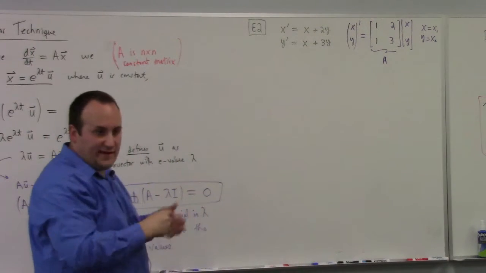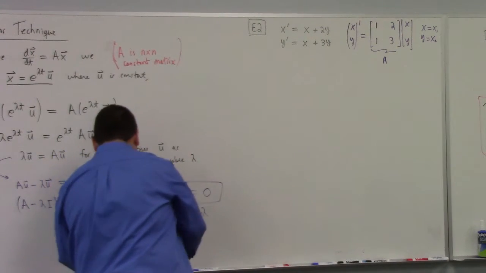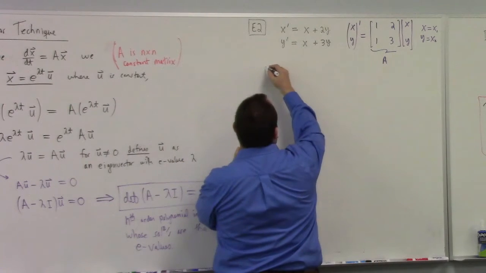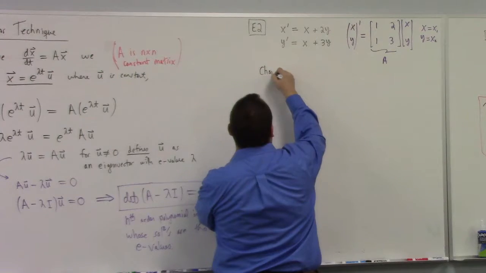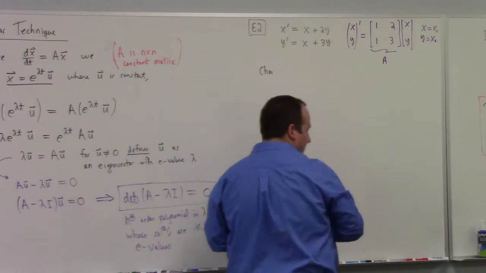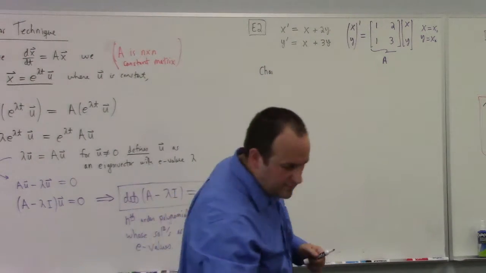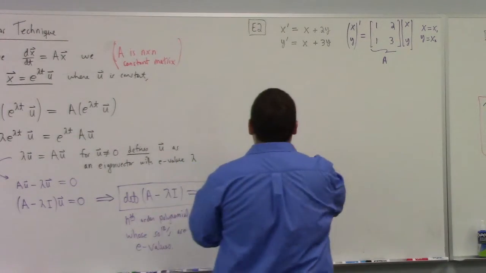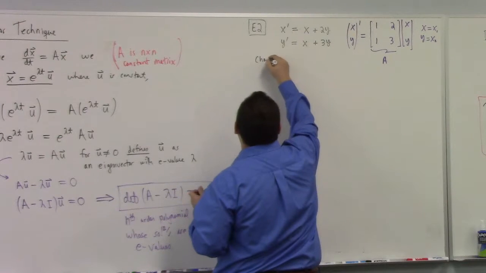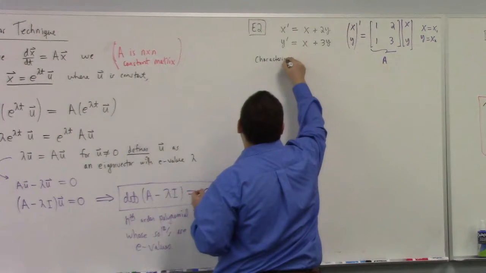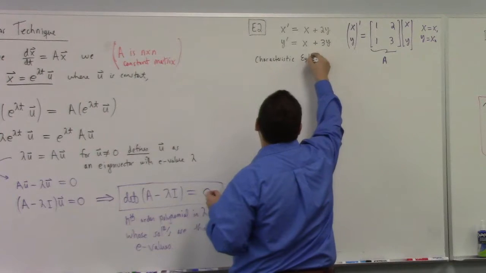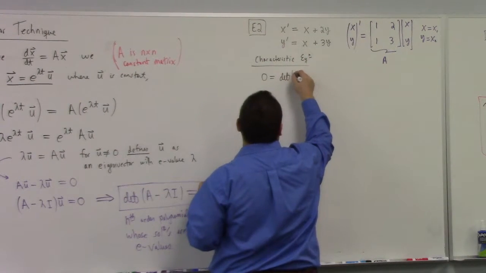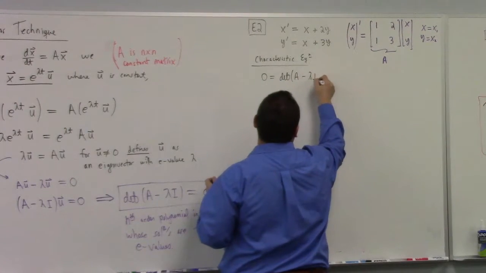And now I need to calculate its eigenvalues. So let's do it. The characteristic polynomial, rather, the characteristic equation, is 0 equals the determinant of A minus lambda I.